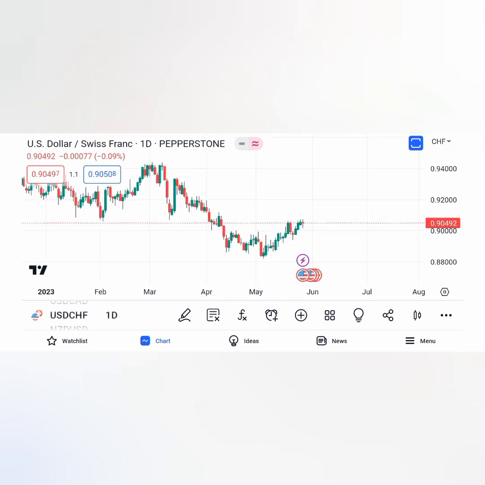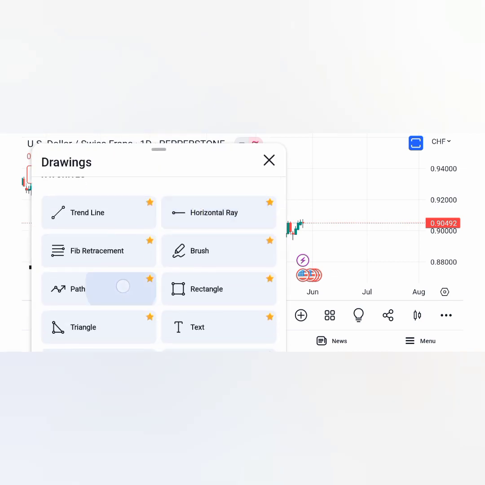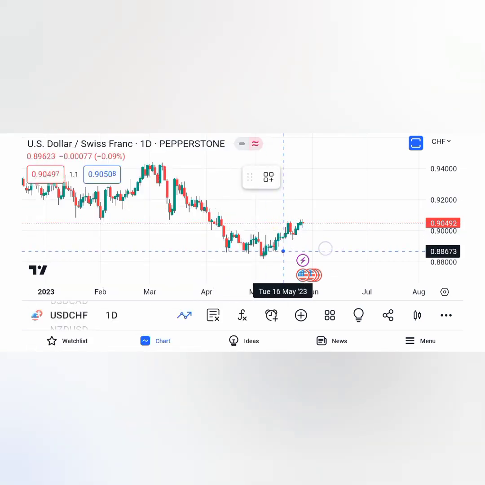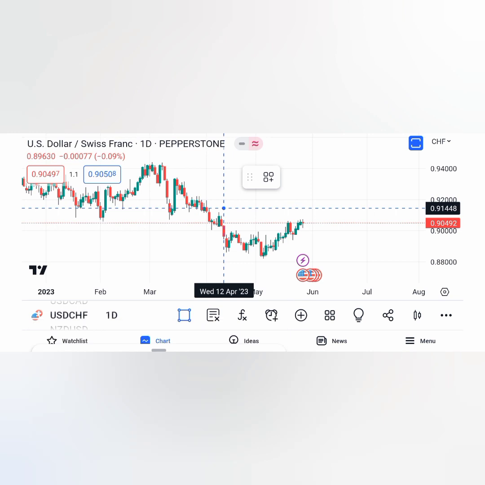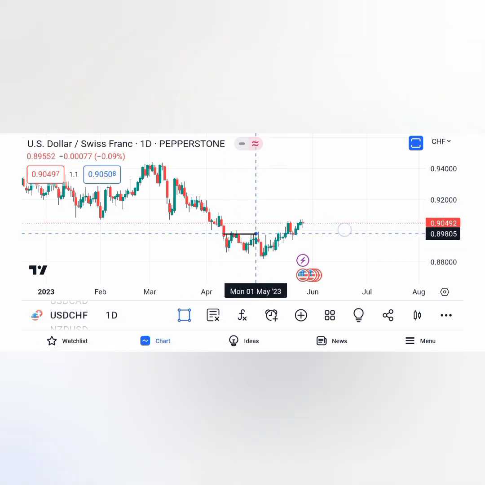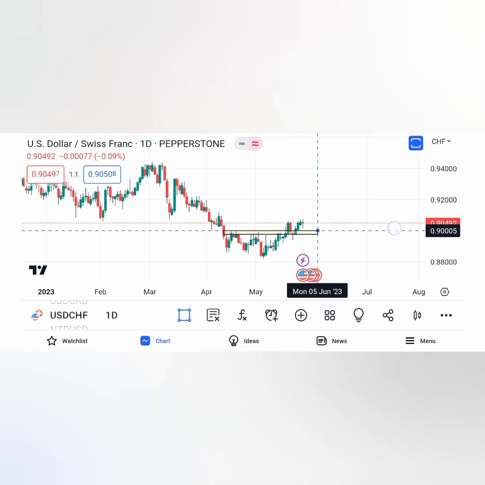So now looking at USD CHF also, we can see that USD CHF is in an uptrend now. So now let's spot our key levels. We can spot this key level here, and this zone here.